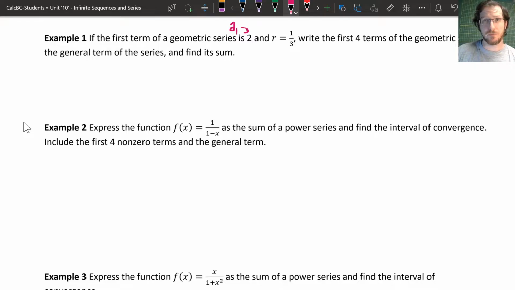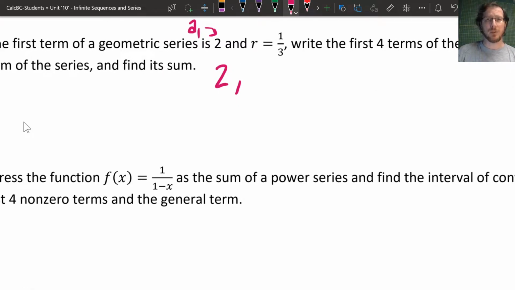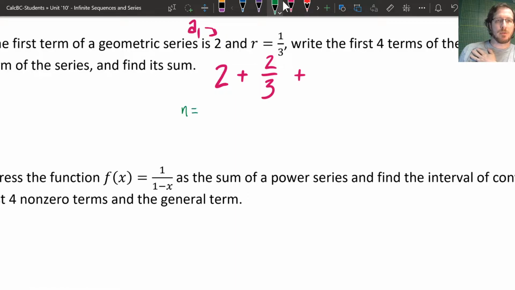First off, let's do the first 4 terms. They give us the first one is 2. So our second one is just going to be multiplying that term by 1/3 every time. So 2 times 1/3 is 2/3, and actually we don't want a sequence, we want a series, so I'm going to put plus signs in between each one. And again, this is like saying if we were keeping track of our term numbers, this might be term 0, this might be term 1, and then we'll find the next 2.